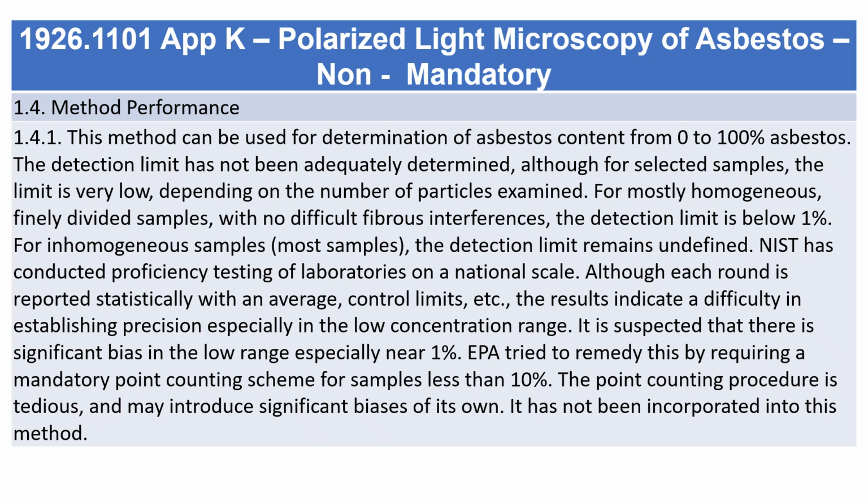NIST has conducted proficiency testing of laboratories on a national scale. Although each round is reported statistically with an average, control limits, etc., the results indicate a difficulty in establishing precision, especially in the low concentration range. It is suspected that there is significant bias in the low range, especially near 1%. EPA tried to remedy this by requiring a mandatory point counting scheme for samples less than 10%. The point counting procedure is tedious and may introduce significant biases of its own. It has not been incorporated into this method.